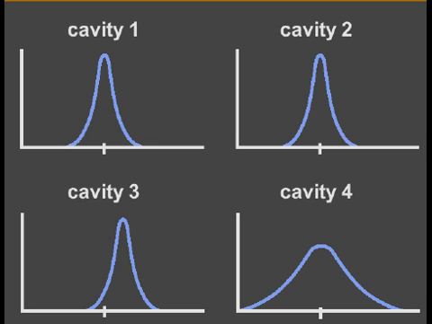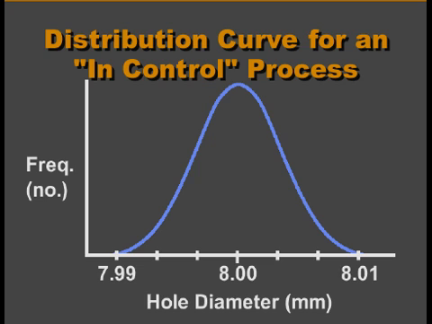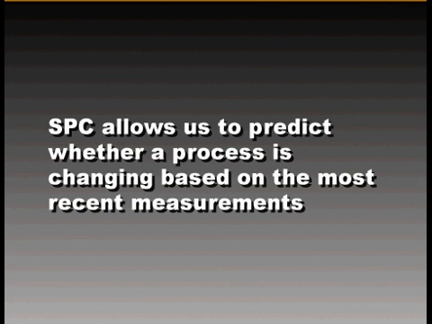establish control limits. When the process is in control, and we've determined the process capability, we no longer have to wait until a large number of measurements are taken to find out if the process is changing. We can determine if a change is occurring very quickly using statistical process control. SPC allows us to predict with a high degree of certainty whether a process is changing based on the most recent measurements.